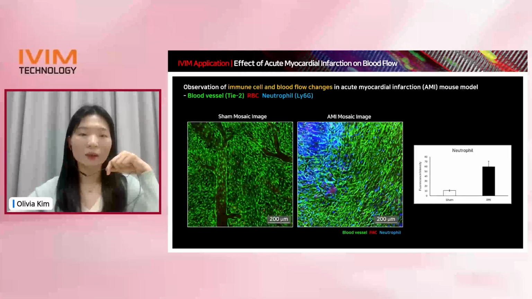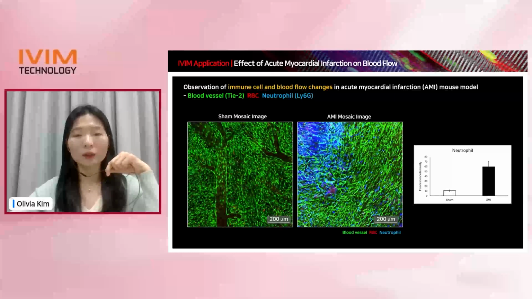When we examine this in a large mosaic image, we can clearly see that neutrophil signals are much more widely and strongly distributed under infarction conditions. To quantitatively analyze the increase in neutrophils, we measured fluorescence intensity across groups. Compared to the sham group, the infarction model shows approximately a 6-fold increase in neutrophil signal.